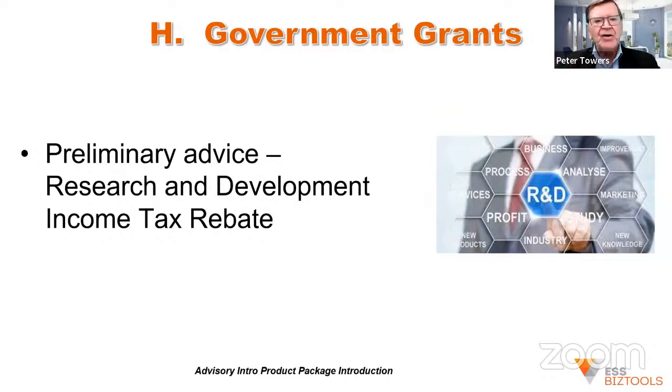If the company is trading at a loss, and as long as the loss exceeds the calculation of the research and development rebate, the company can apply for that to be paid to them as a cash payment direct into the company's bank account. And the tax office try to make sure that happens within 30 days of the tax return being lodged. So it's a big area.